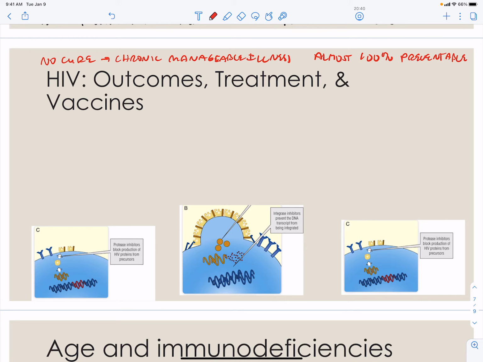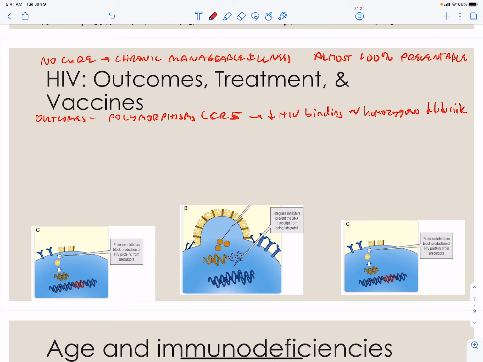So some of the outcomes. With respect to outcomes, you have polymorphisms in CCR5. That's that chemokine receptor. So remember, HIV has to bind to CD4, then it has to bind to a chemokine receptor, CCR5. So if you have a polymorphism in CCR5, typically this leads to a decrease in HIV ability to bind. So the homozygous have a decreased risk.